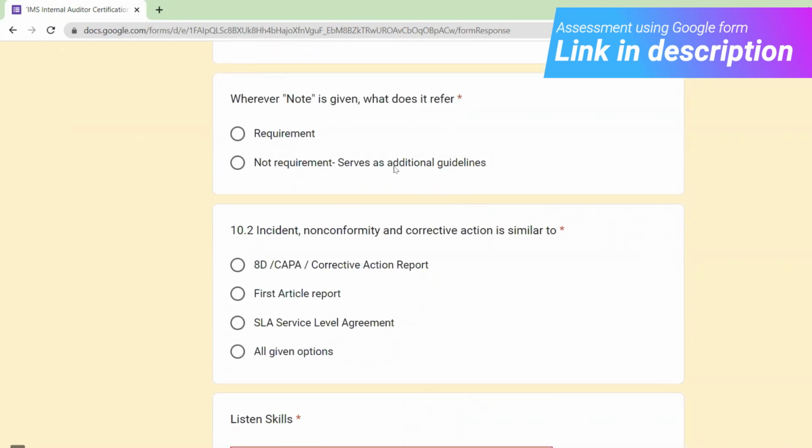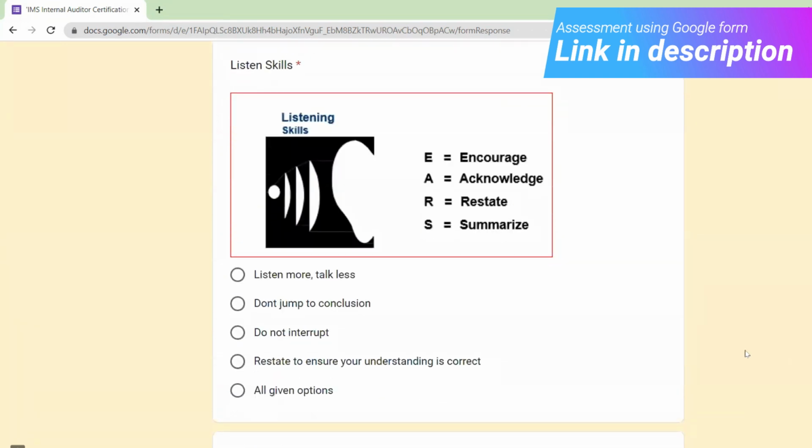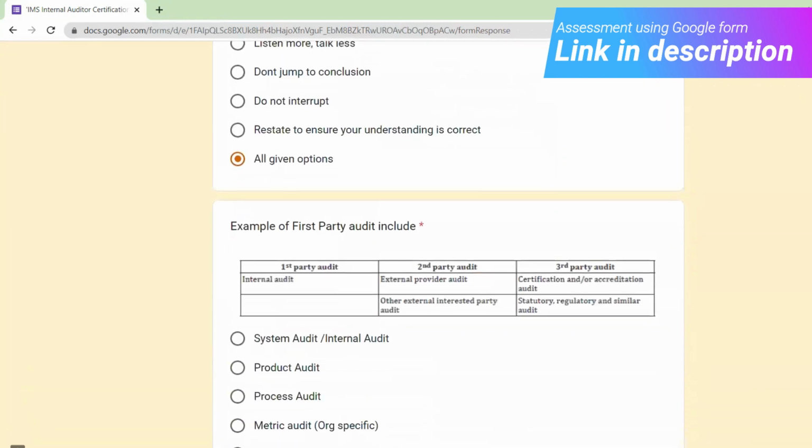Wherever a note is given is not a requirement. It will just serve as additional information. And then class number 10.2 relates to the corrective action report (CAPA). And this is listening skill: encourage, acknowledge, restate, summarize, listen more, talk less, don't jump to conclusions, do not interrupt, restate to ensure understanding is correct. All given options.